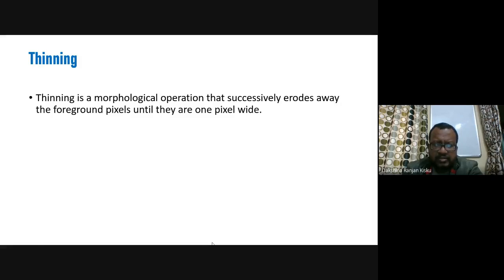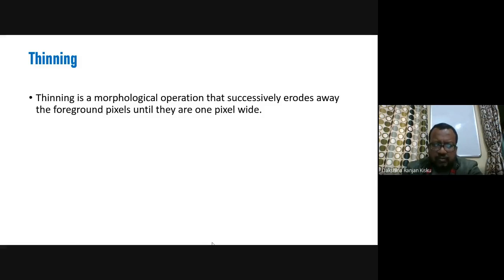This thinning operation employs the erosion operation, which is a part of morphological operations or morphological algorithms. So thinning is basically a morphological operation that successfully erodes away the foreground pixels until they get down to one pixel wide. So we need one pixel wide ridges.